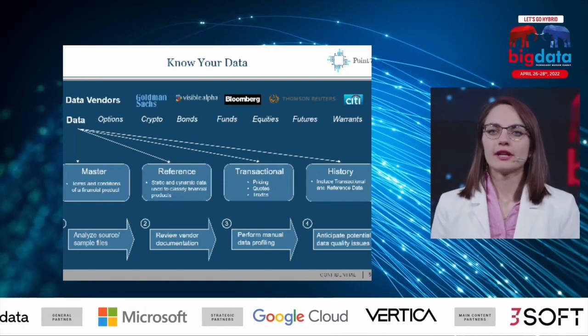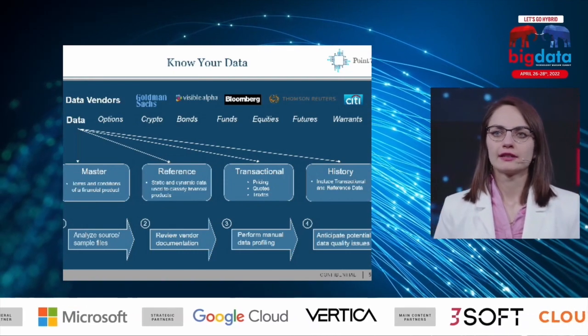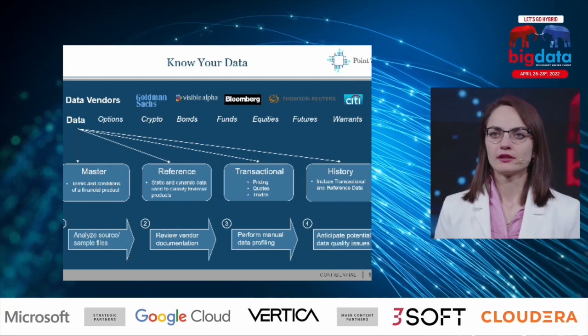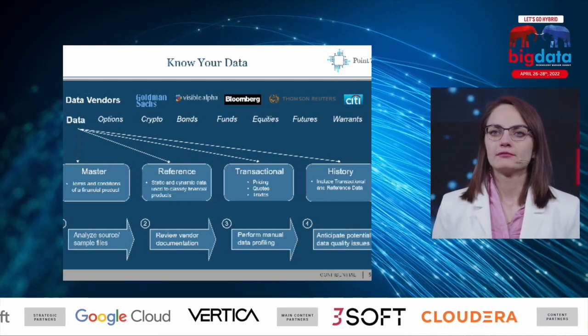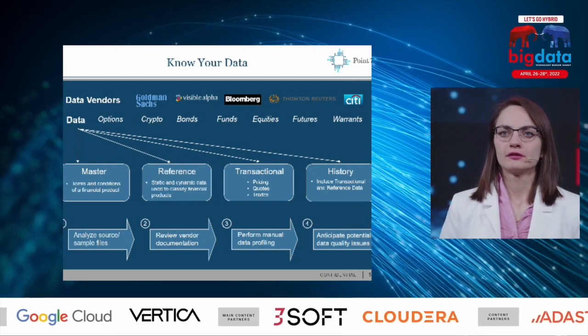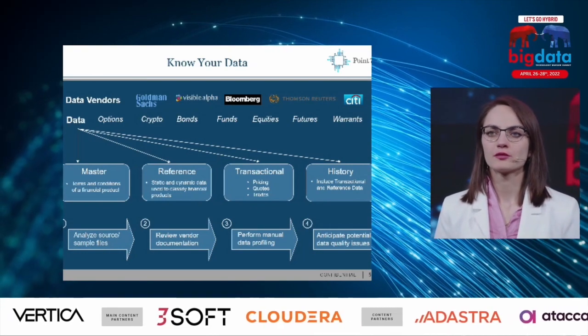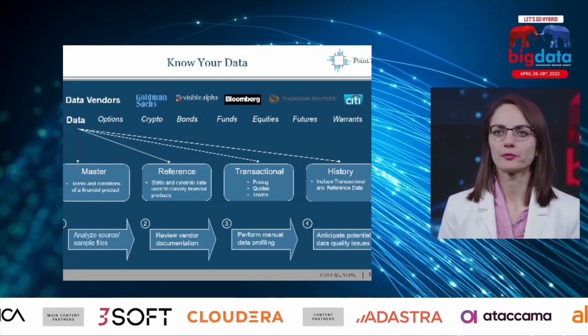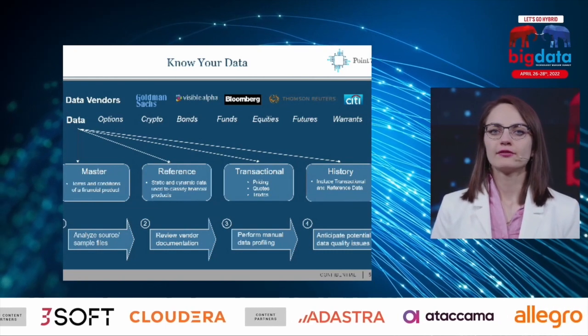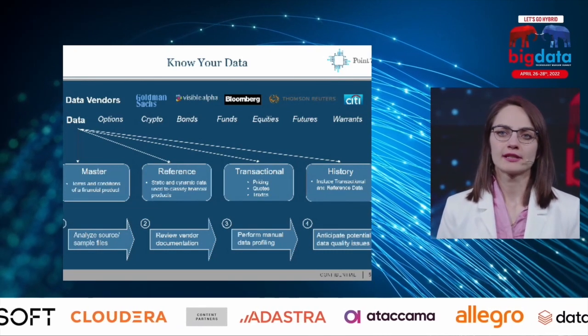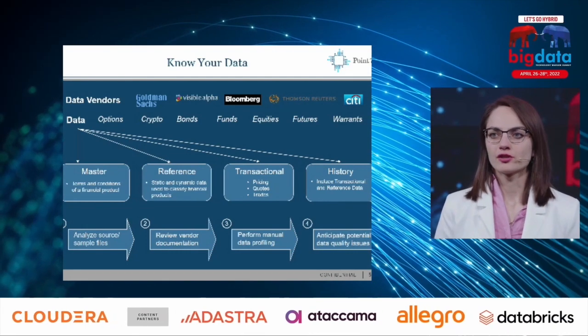Nowadays, fintech companies get their data from multiple data vendors. And this data can be on different financial products like options, crypto, bonds, funds. So these are just examples. It's not a full comprehensive list. And generally, financial data can be categorized as master, reference, transactional, and history.